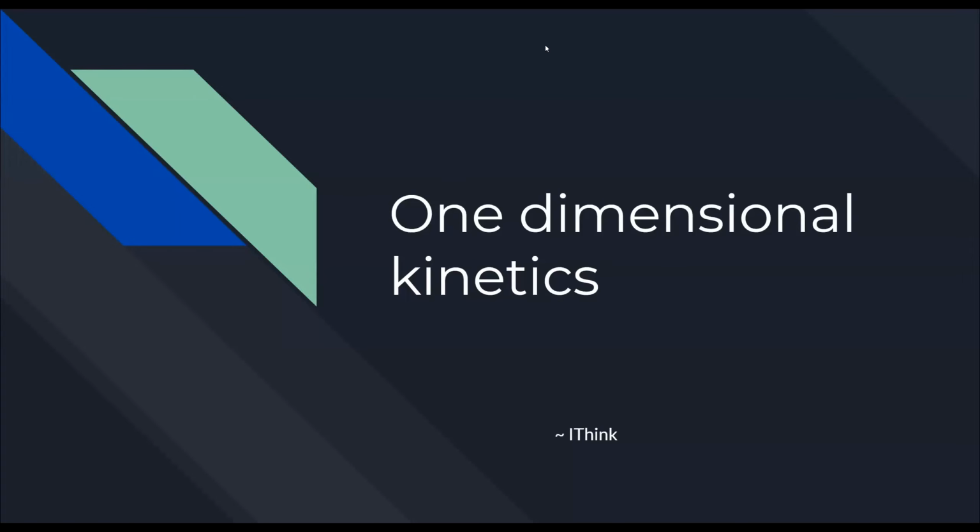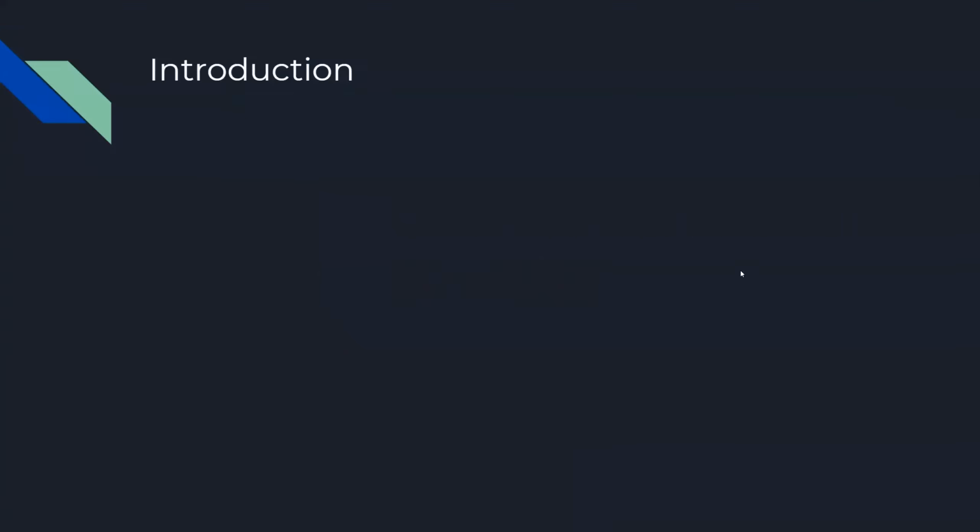Hello, today I'm going to be teaching you one-dimensional kinematics. So for this introduction, I'm going to define what one-dimensional kinematics is. One-dimensional kinematics refers to the position and movement of an object as a function of time in one dimension. We always remember it's one-dimensional.